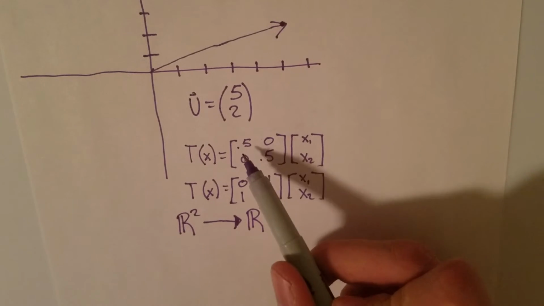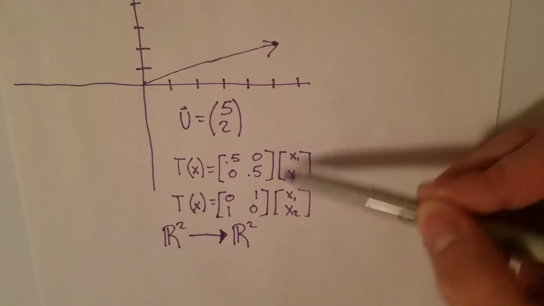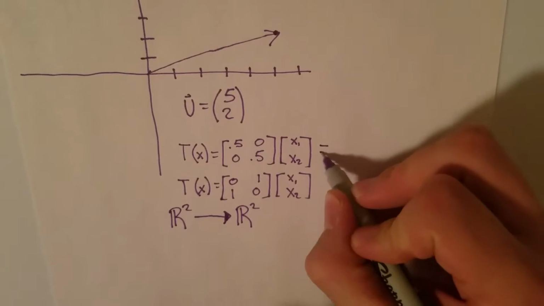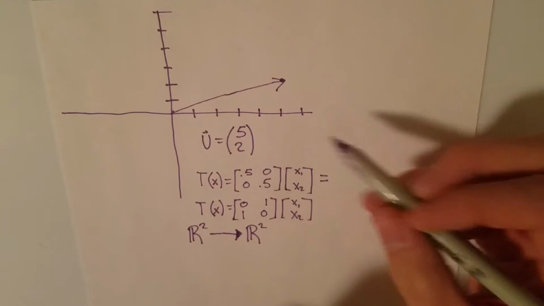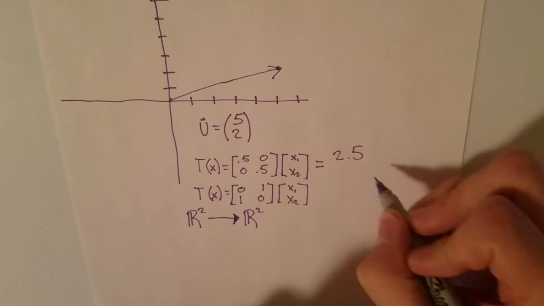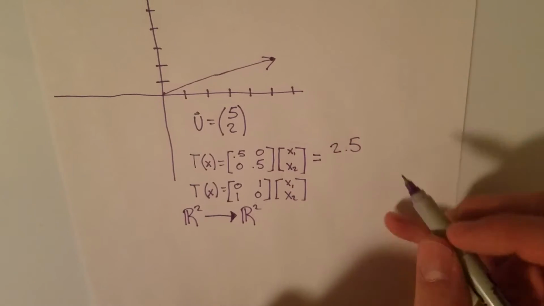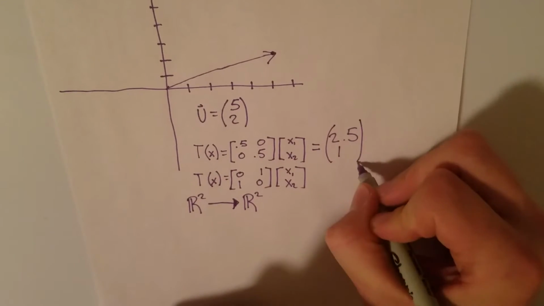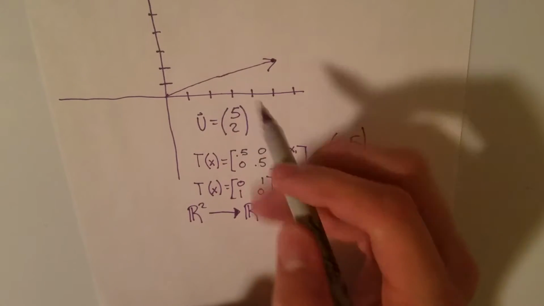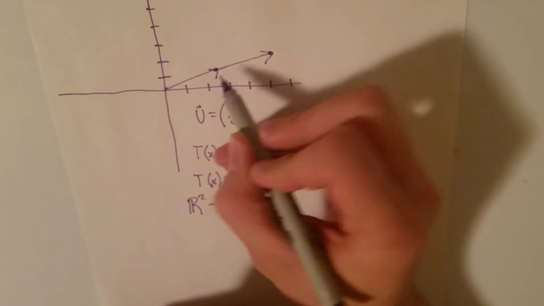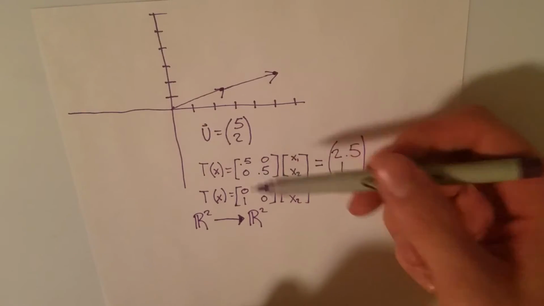So the first transformation is right here. All you have to do is replace u with this vector right here, and this will give us 5 times 0.5, which is 2.5, plus 0, so it'll give us 2.5. And then this next one, 5 times 0 is 0, plus 2 times 0.5, which is 1. So that's this transformation, and if we plot this, it'll be 2.5 up 1. Notice it's on the same line. So that transformation is just a scalar multiple of 0.5.